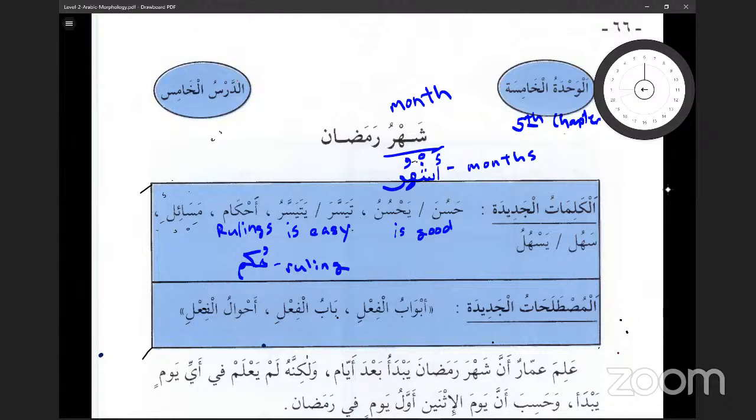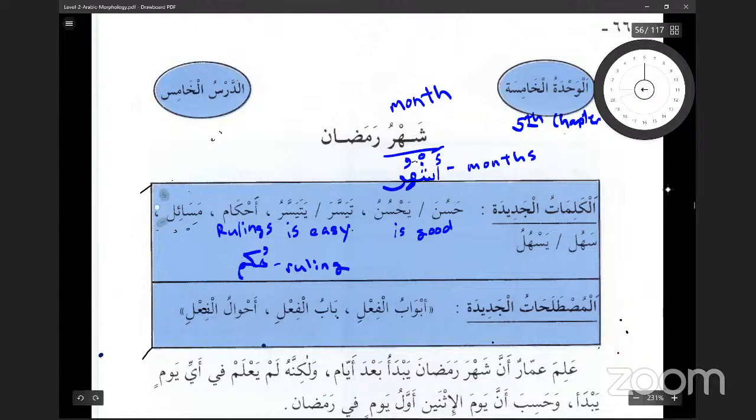So once again, we have hasuna yahsunu, is good. Hasuna was good, yahsunu is good. Tayassara yatayassaru, was easy, is easy. Ahkam, rulings. Hukm, ruling.